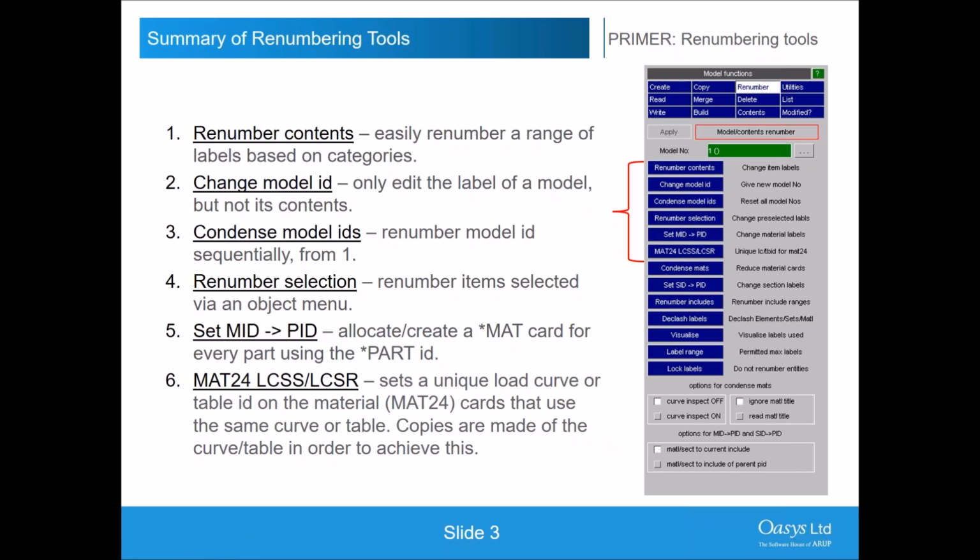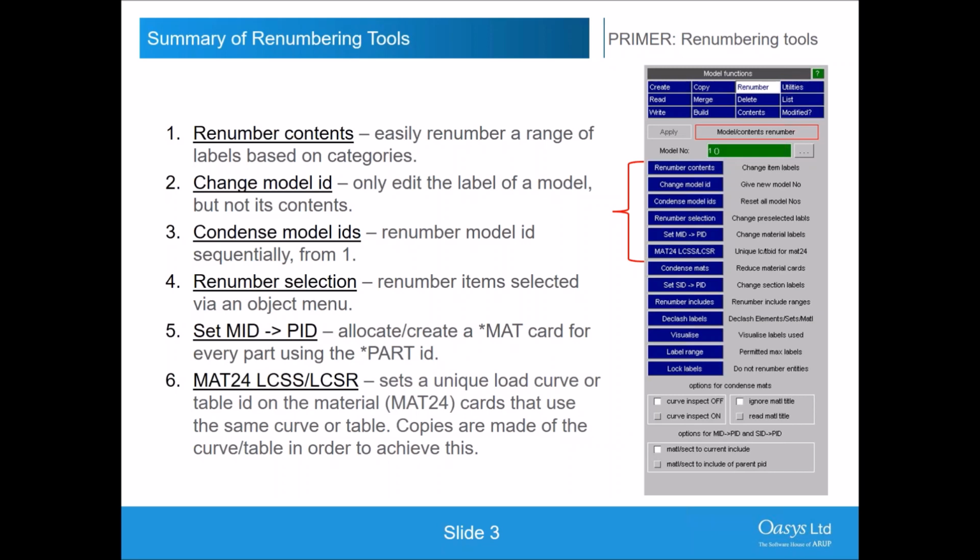Renumber Selection: you can choose specific types of objects you want to renumber based on a screen pick option. The user can select on screen what they want to renumber, and you can then carry out the renumbering functions based on your selection.